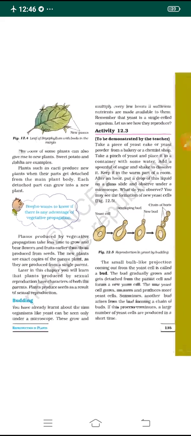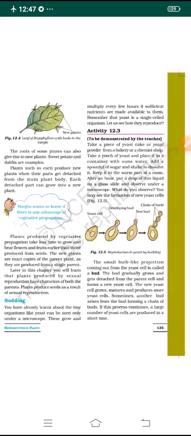Yeast is the smallest microorganism, which can be seen only under a microscope. These yeast can grow and multiply every few hours if a sufficient amount of nutrients is made available to these organisms. Yeast is a single celled organism.